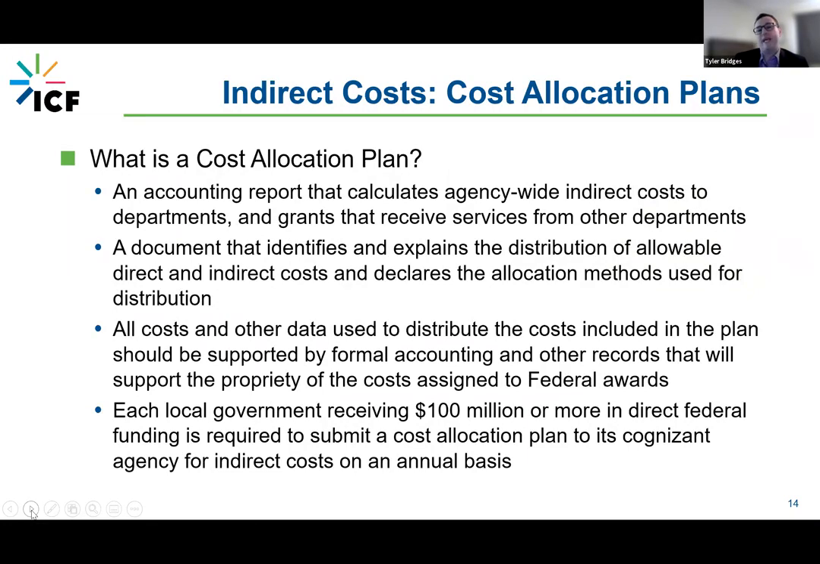So a cost allocation plan is an accounting report that calculates agency-wide indirect costs to departments and grants that receive services from other departments. It is also a document that identifies and explains the distribution of allowable direct and indirect costs and declares the allocation methods used for the distribution. Finally, each local government receiving $100 million or more in direct federal funding is required to submit a cost allocation plan to its cognizant agency for indirect costs on an annual basis. We will discuss cognizant agencies in just a moment.